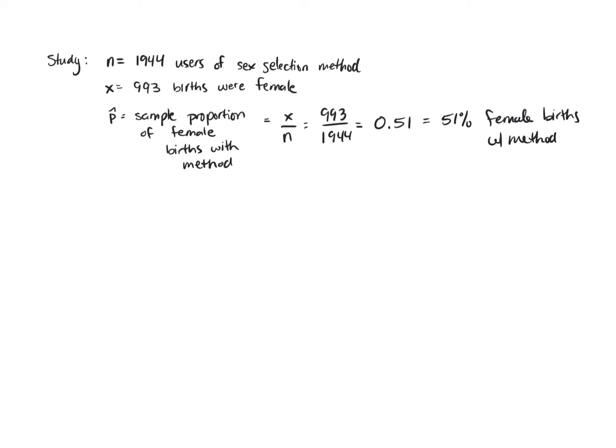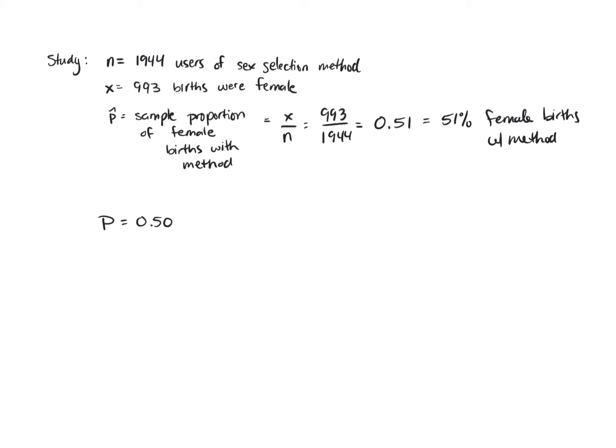Okay, so using your common sense here, think about if a person did not use this method. So for someone who does not use the method and gets pregnant, what is the natural probability of conceiving a girl? So naturally, the probability of conceiving a girl is a 50% chance. So you have a 50% chance of conceiving a girl without using any method.